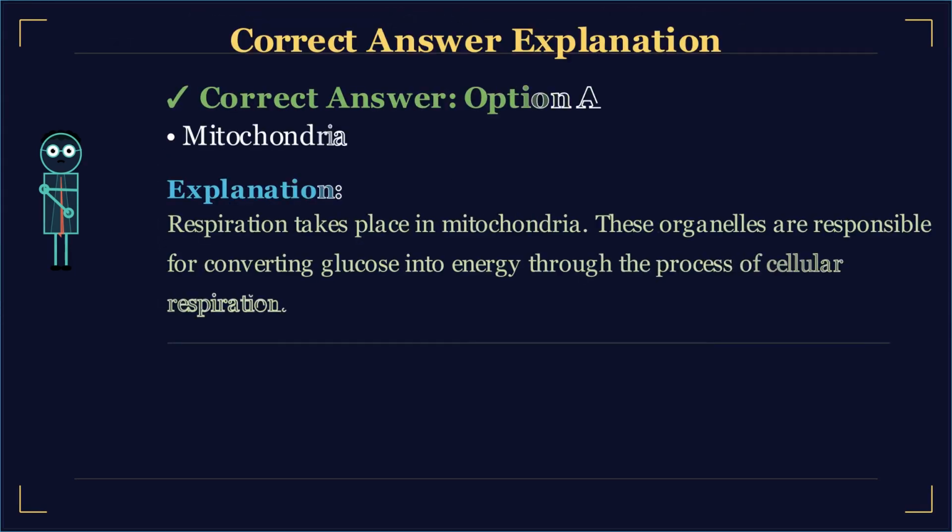Here's the explanation for the correct answer. Respiration takes place in mitochondria. These organelles are responsible for converting glucose into energy through the process of cellular respiration.